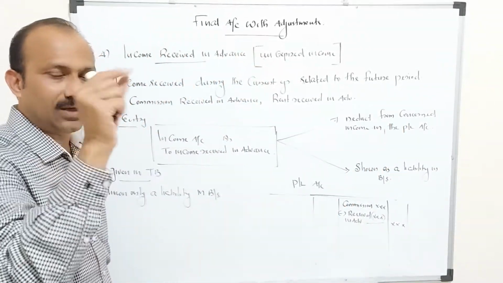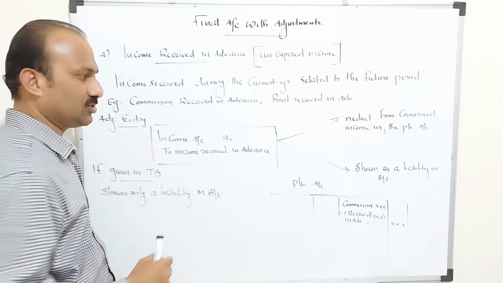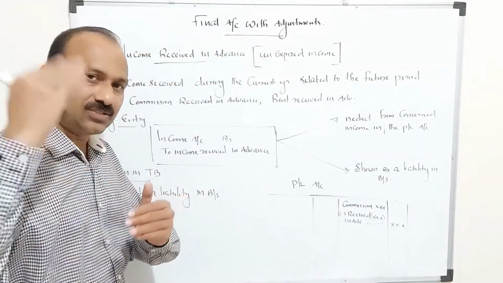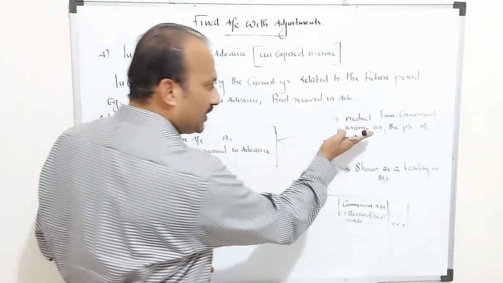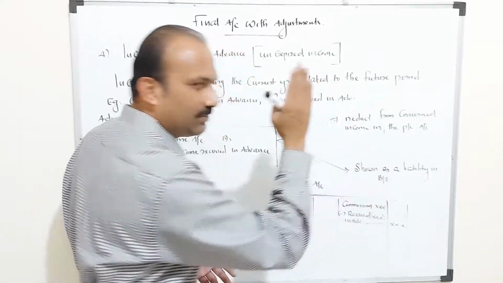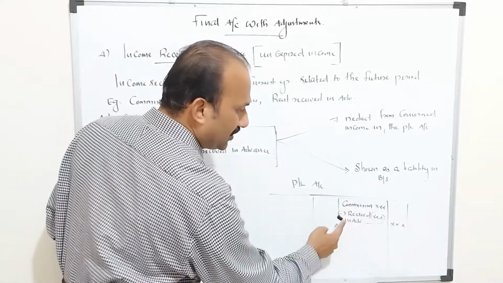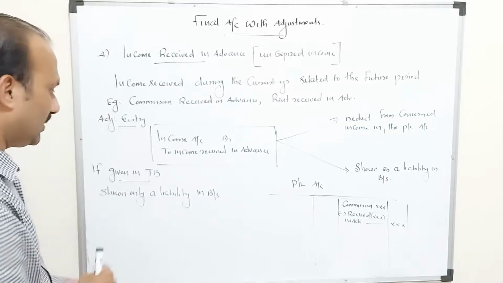I told you 10,000 is received, 2,000 is related to the next year. So you deduct it and show 8,000. How much is the next year income? 2,000, shown as a liability in the balance sheet. The first portion is deducted from the income. The second is shown as a liability in the balance sheet. For example, you can see commission here, minus received in advance, and the net amount we can show in the profit and loss account.